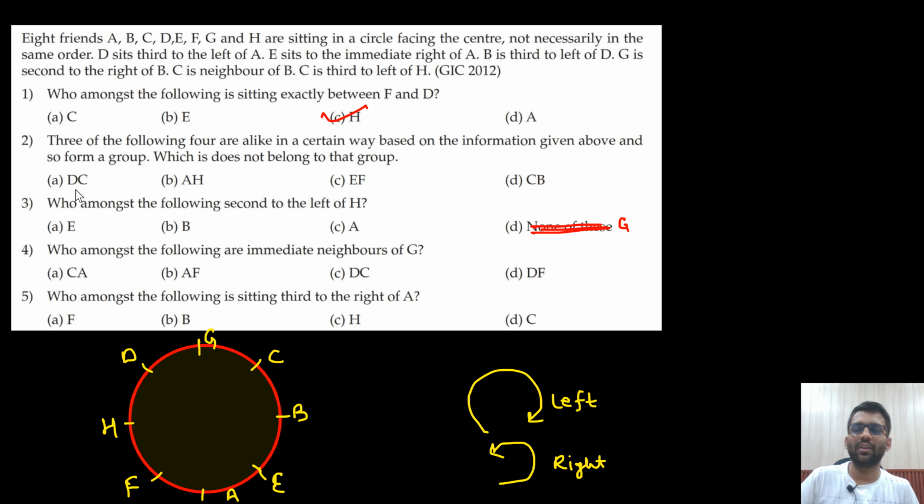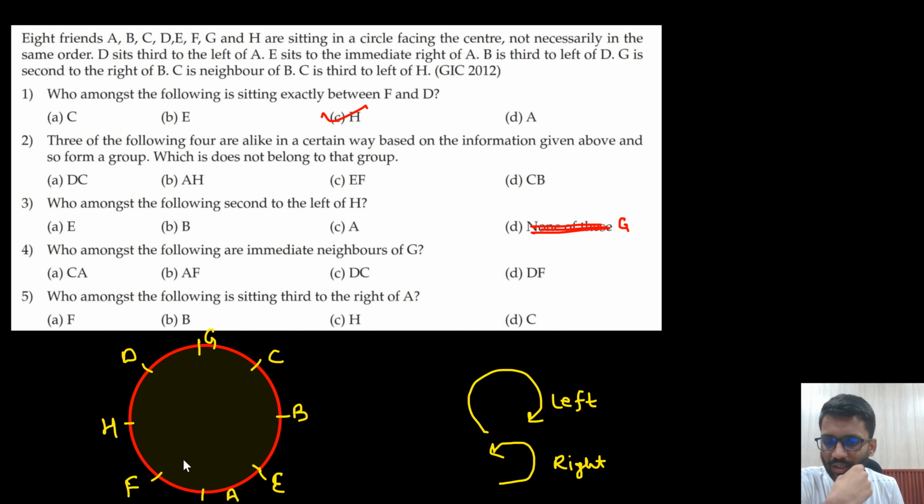Three of these four options are alike in a certain way. So which does not belong to the group? DC, in between there is a guy. AH, in between there is a guy.